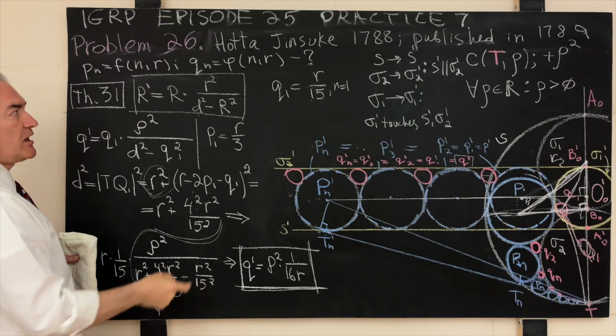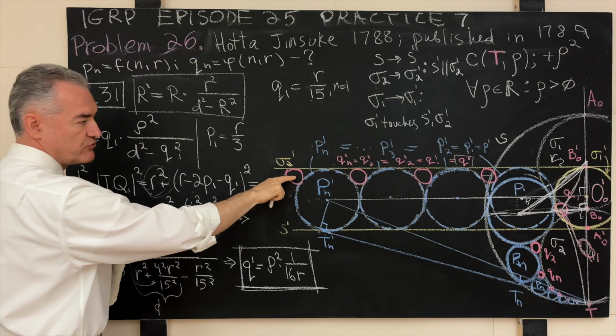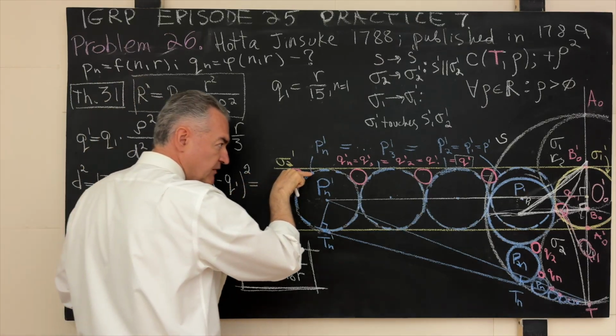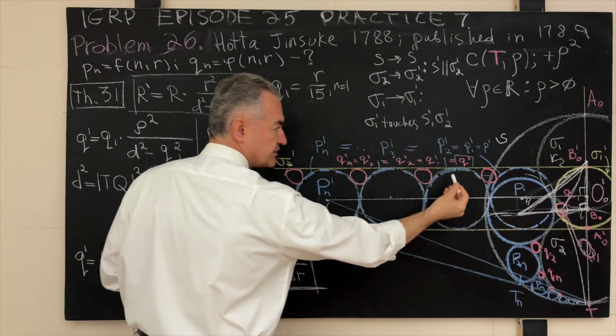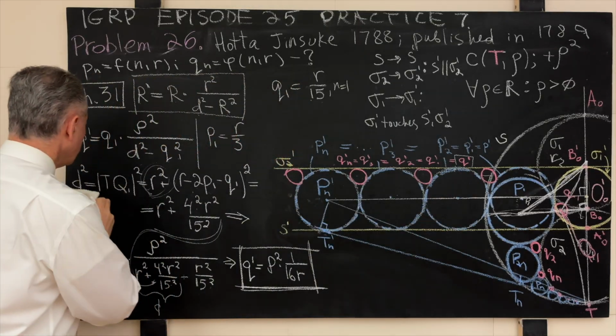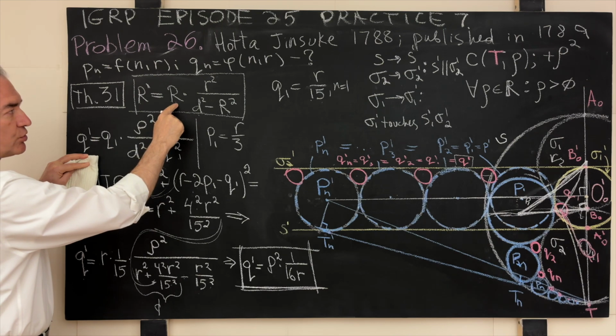Game over. Now, in our case, what is R prime? R prime is Q prime, the length of the radius of all the red reflected circles. The entire family of reflected red circles has one and the same radius, Q prime. Boom, we write it down. Q prime is equal to... What plays the role of uppercase R in our case?